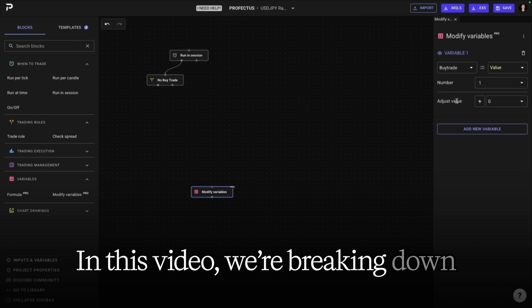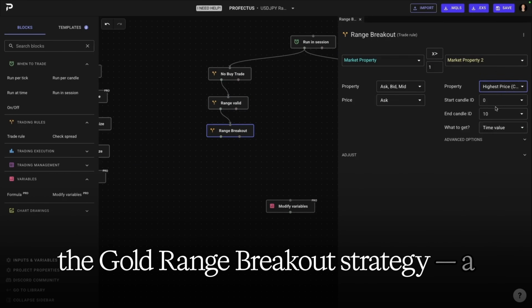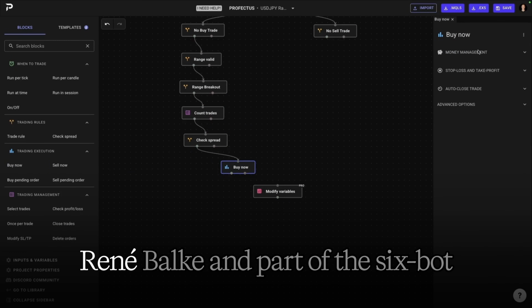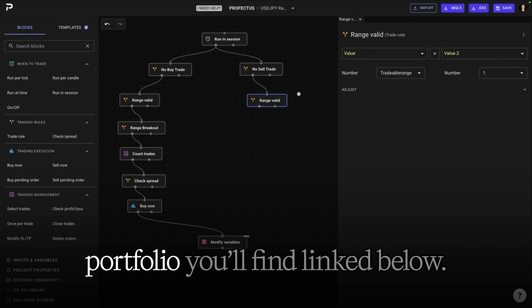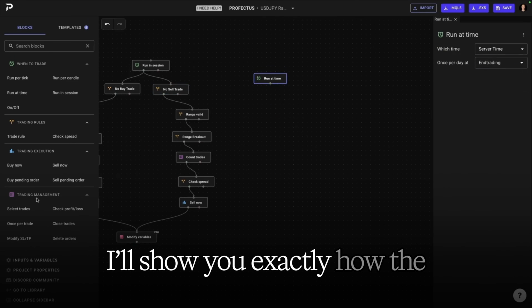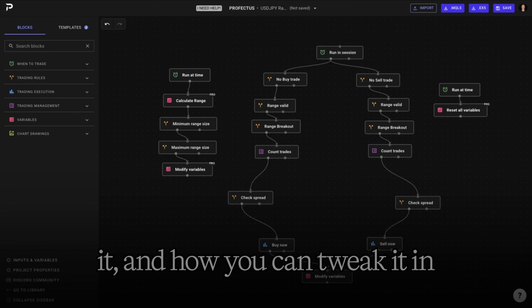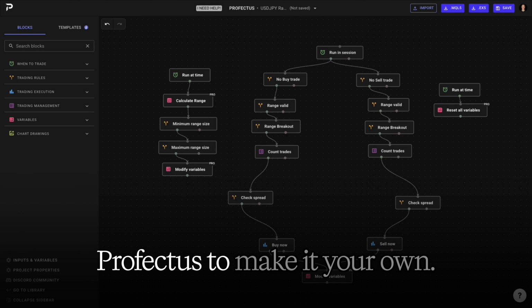In this video, we're breaking down the gold range breakout strategy, a simple yet powerful bot inspired by Rene Balk and part of the 6-bot portfolio you'll find linked below. I'll show you exactly how the system works, what logic drives it, and how you can tweak it in Profectus to make it your own.